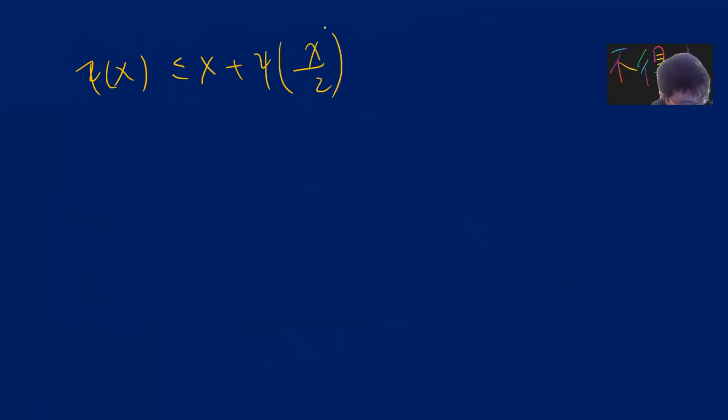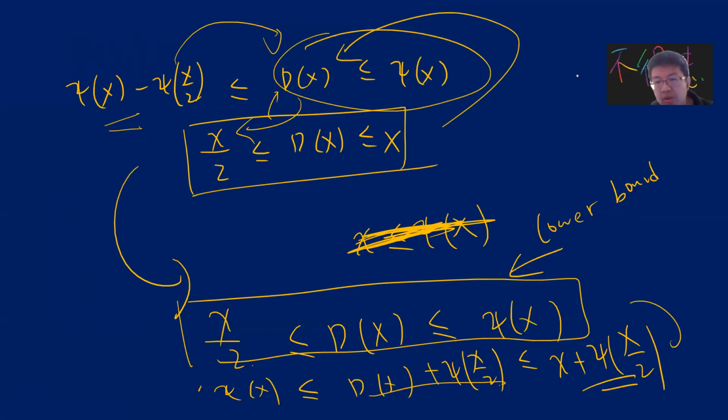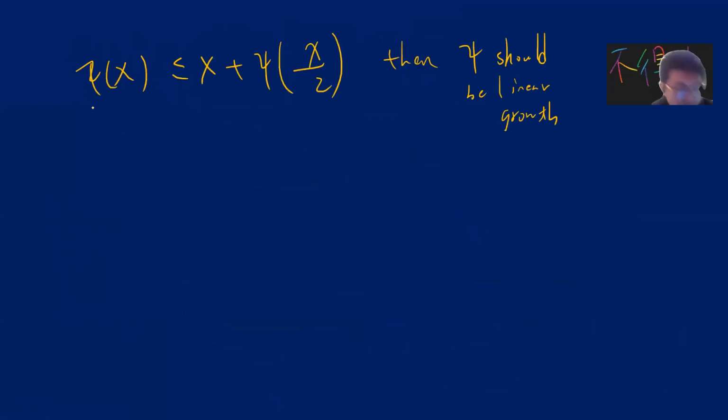So basically, we want to show that if psi of x is less or equal to x plus psi of x divided by 2, then psi should be linear growth. So psi of x cannot grow too much, right? For example, if psi of x is quadratic, then this inequality will not hold, because x squared cannot be less or equal to x.